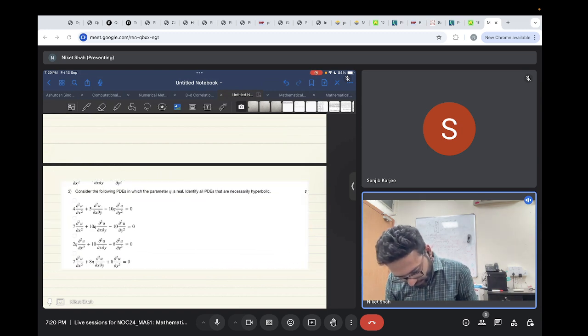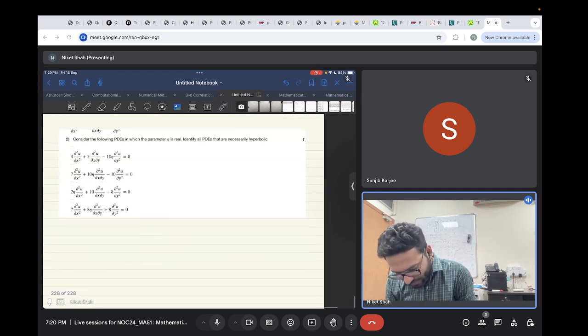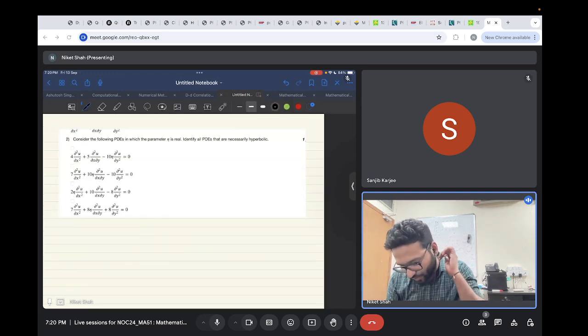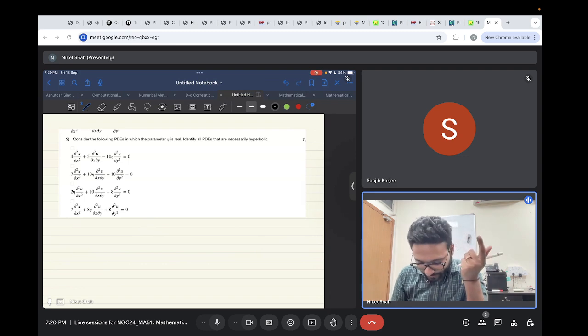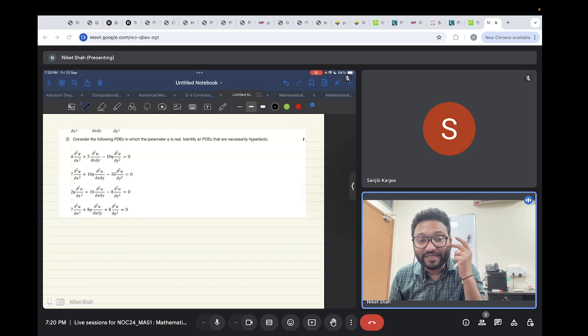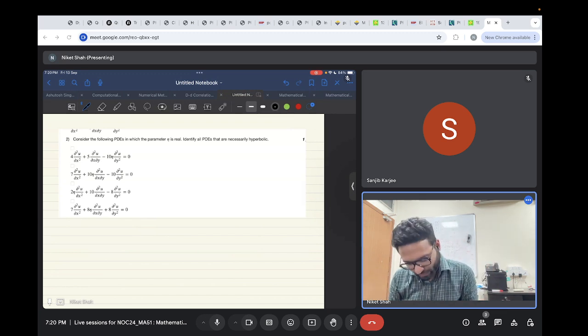Here, second question, just the framing is different, but the idea is still similar. Consider the following PDEs in which the parameter eta is real, and identify all PDEs that are necessarily hyperbolic. So for elliptic, b square minus 4ac is less than 0. Hyperbolic PDEs, b square minus 4ac is simply greater than 0. That's it. So now we have these four partial differential equations.